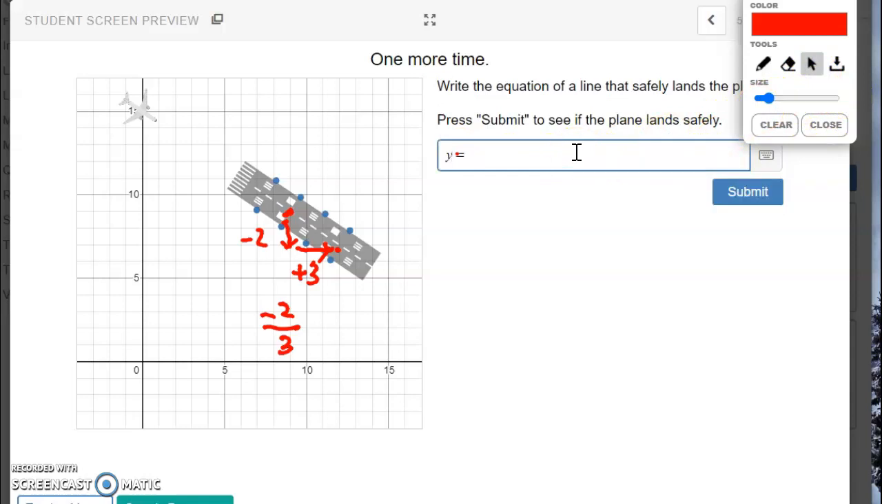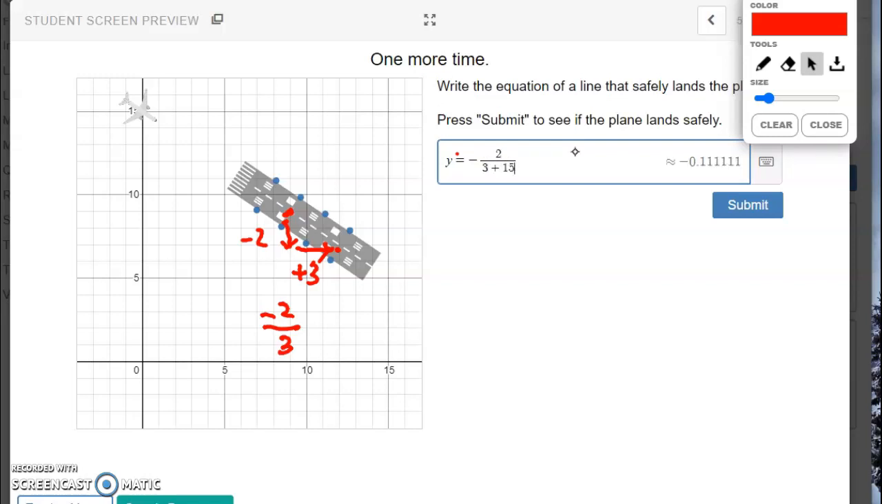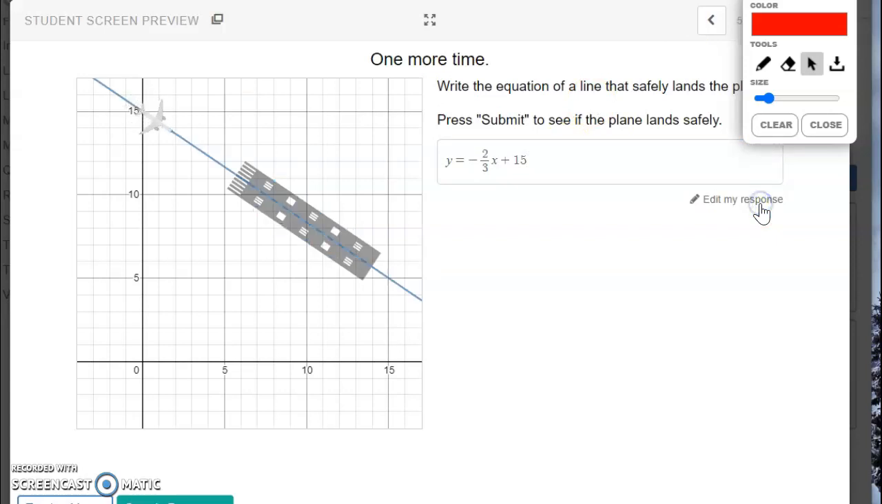Y is equal to negative 2 over 3 x plus, where is the y-intercept? It's 15. Let's see if it works. Oh, that's not what I want. Okay, that's the slope, and then x plus 15. Let's see if that would work. It looks good. There we go. So I used the slope triangle to figure out the slope.